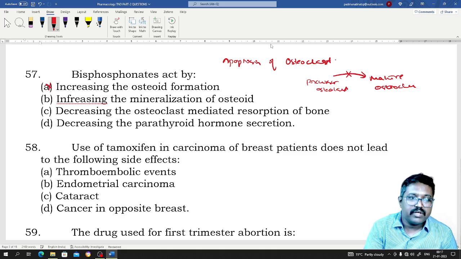No. Sorry, is it increasing the mineralization of the osteoid? No. Does it decrease the osteoclast mediated bone resorption? Yes. Decrease the parathyroid hormone secretion? No. So the right answer will be C, that is it decreases the osteoclast mediated resorption of the bone.